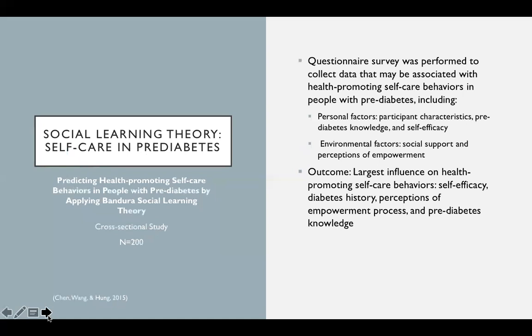The final study I've included is on self-care behaviors in prediabetes. This study utilized a questionnaire to collect data on factors that influence behavior, including personal and environmental factors. They found that the largest influence on health-promoting self-care behaviors were self-efficacy, diabetes history, perceptions of empowerment process, and prediabetes knowledge. I found this study interesting because knowing the factors that are impeding your patient from participating in their self-care is important and can help tailor patient education, making it more patient-centered to fit their specific needs.